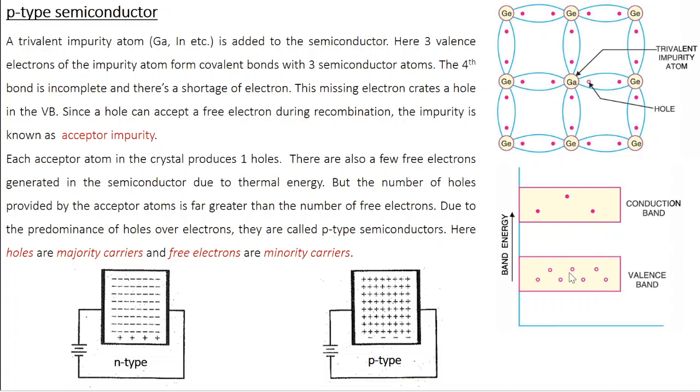So you can see you have a large number of holes in the valence band and very few electrons in the conduction band, and the current in this material is primarily due to the flow of holes in the valence band. Here holes are the majority carriers and free electrons are the minority carriers. So this is the fundamental difference between n-type and p-type. In n-type, a large number of free electrons determines the current, and in p-type, a larger number of holes determines the current flow.